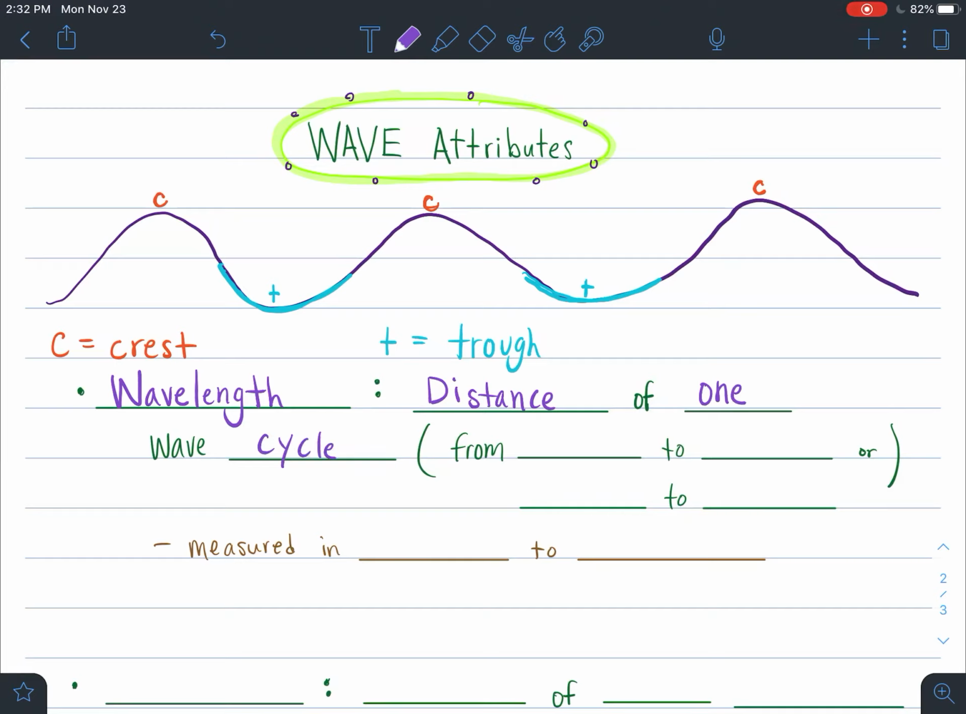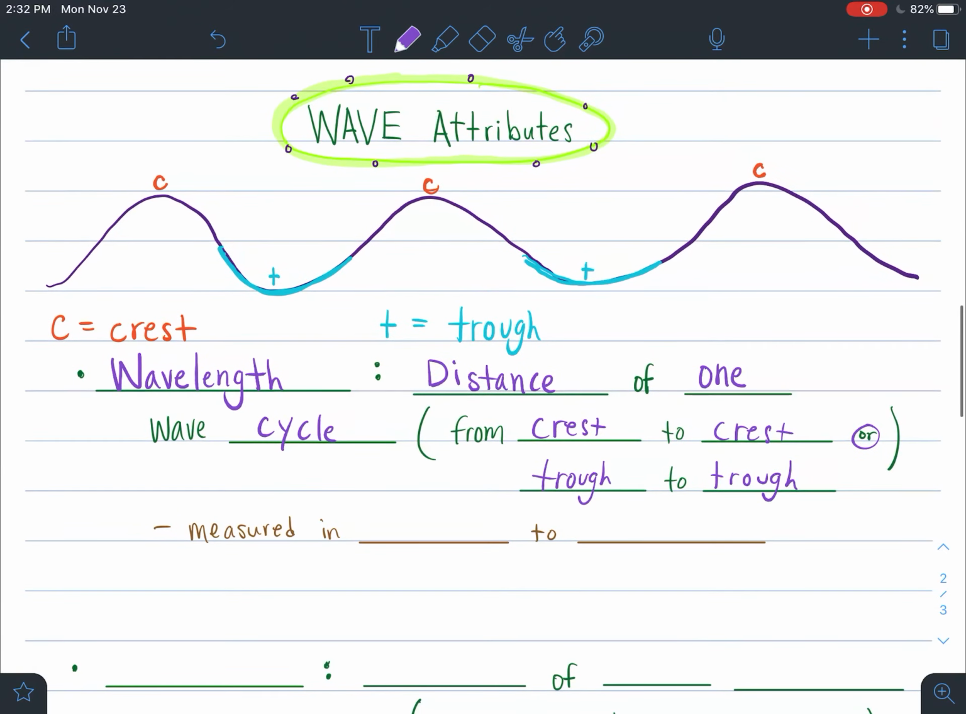Oh, good question. What is a wave cycle? Well, a wave cycle is either from crest to crest, because it goes through one complete cycle, or from trough to trough. Either one is appropriate. So we're going to list both of those as one wave cycle: either from crest to crest or from trough to trough.